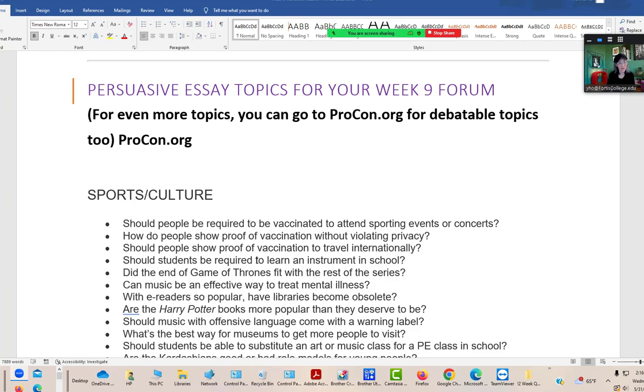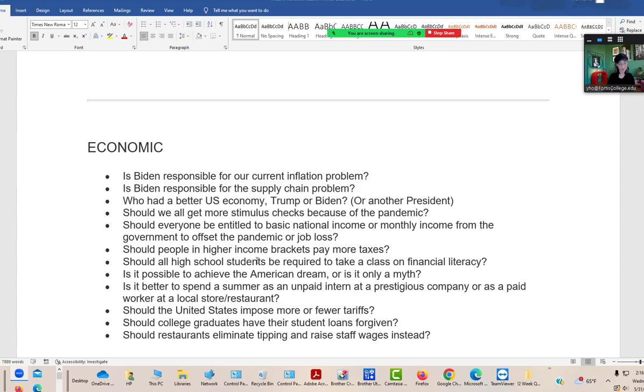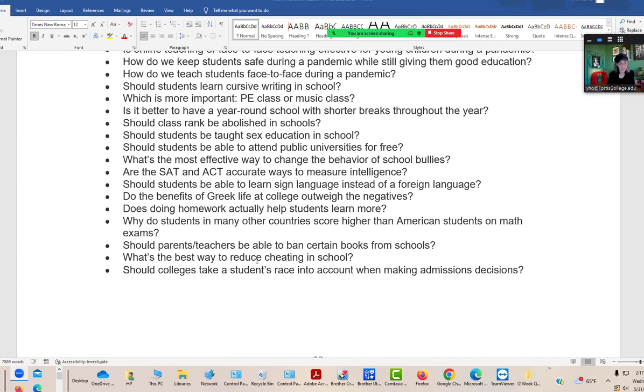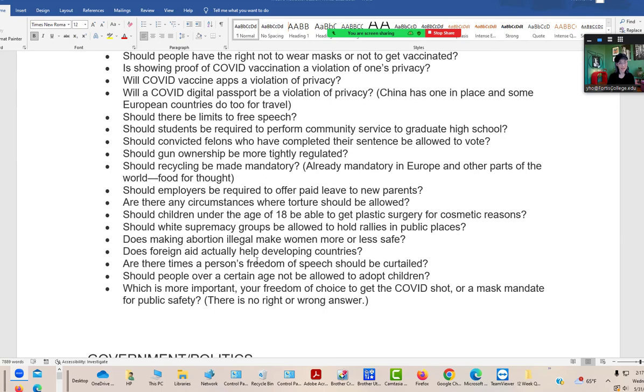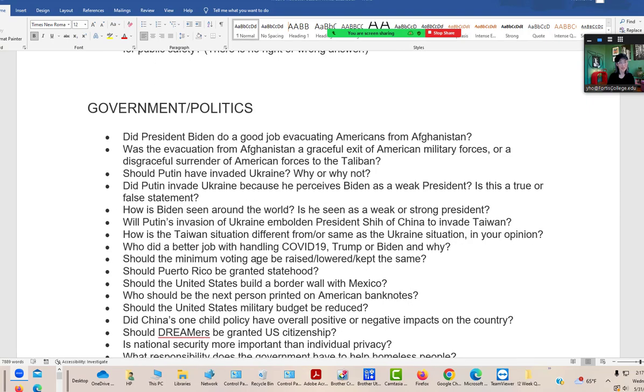So here, this is actually taken from procon.org. I'm not going to read that through, but there's plenty to choose from. Are book bans ethical? Or did President Biden do a good job evacuating Americans from Afghanistan? I could tell I put this in last August because that's the last time I updated this. This is very old. Should Putin have invaded Ukraine?